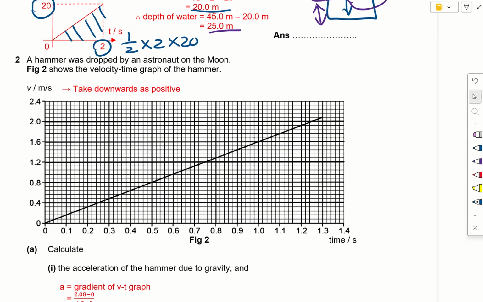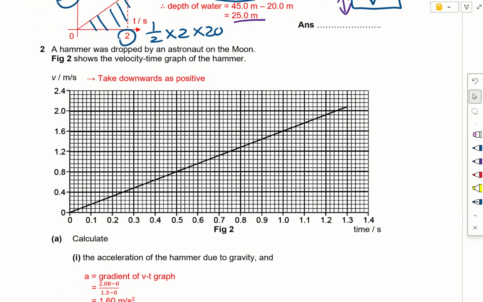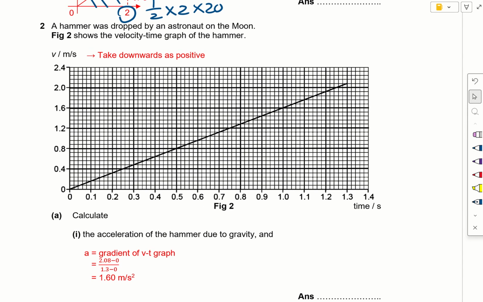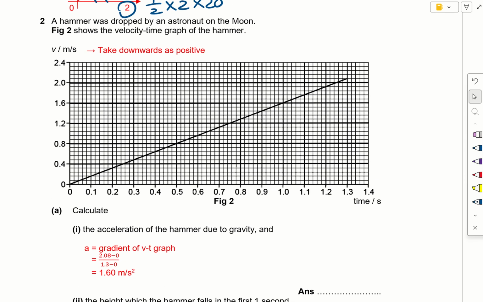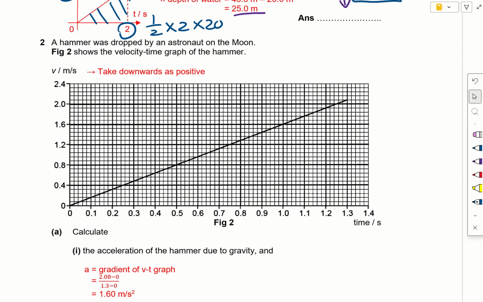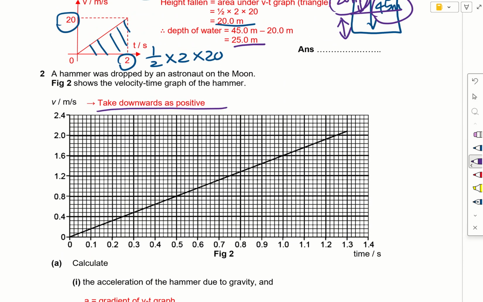Question 2. A hammer was dropped by an astronaut on the moon. Figure 2 shows the velocity time graph of the hammer. They want us to calculate the acceleration of the hammer due to gravity. So we take downwards as positive.